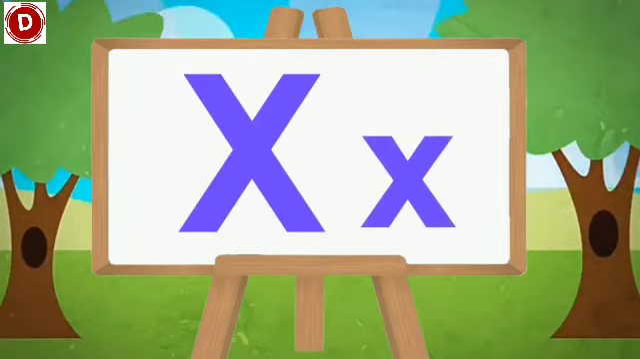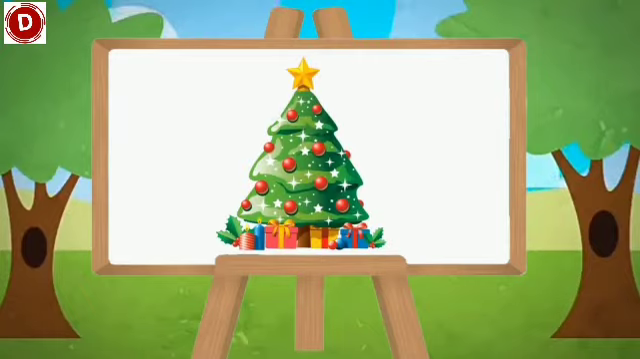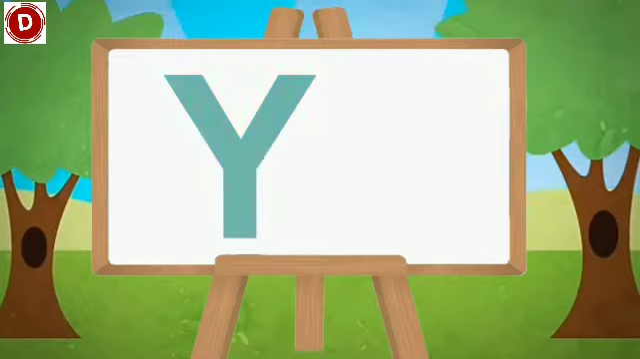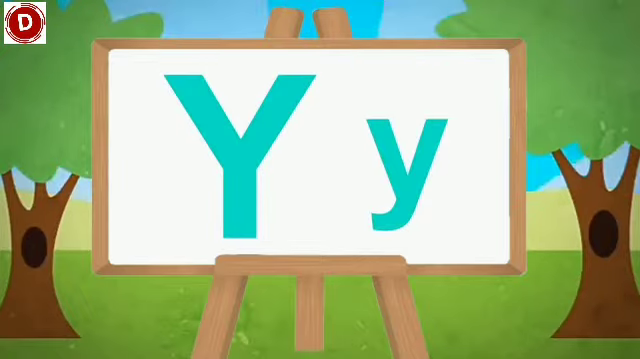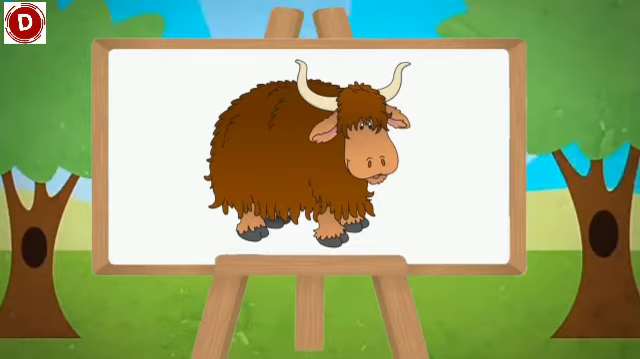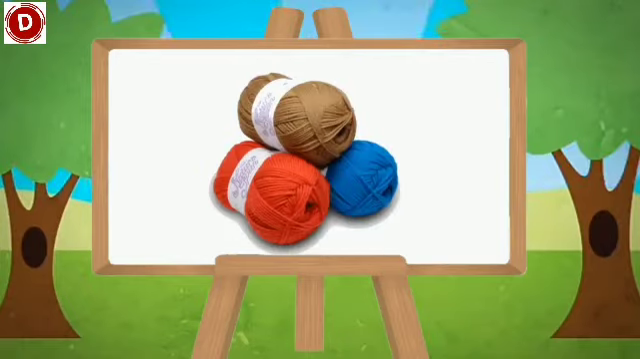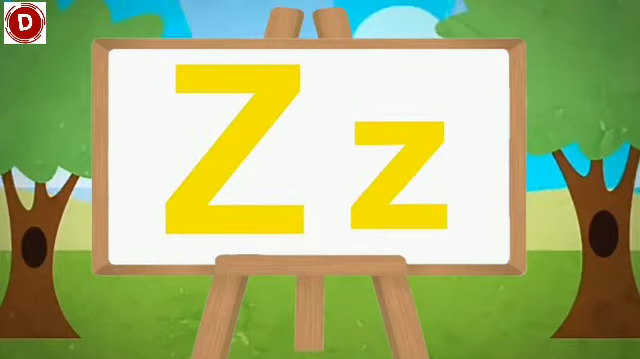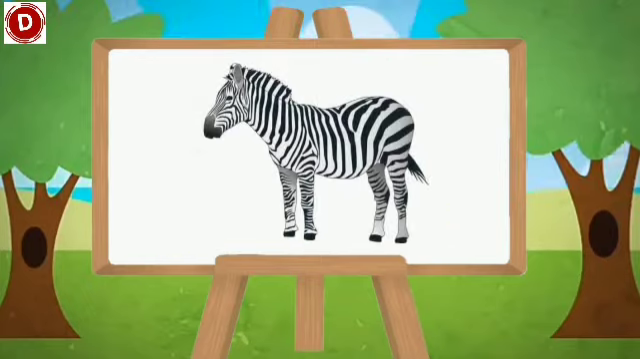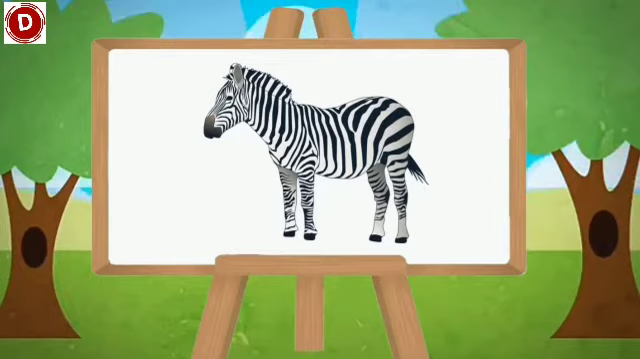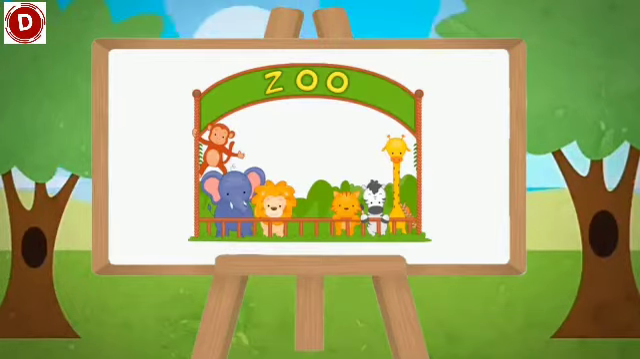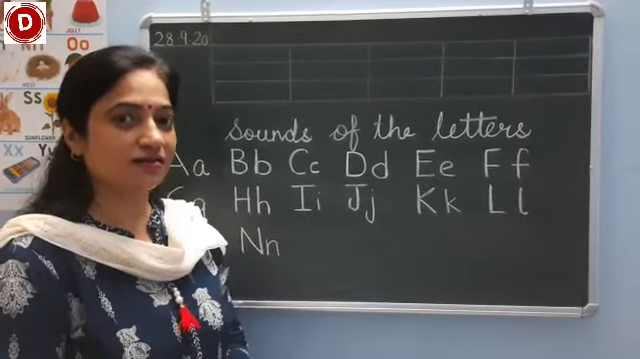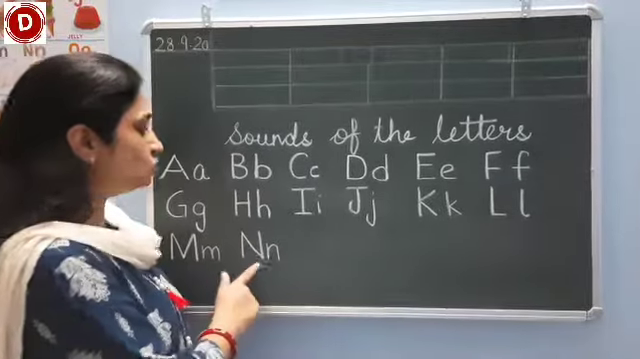This is X and small x. X for Xmas tree. X for X-ray. Capital Y, small y. Y for yak. Y for yarn. Children, the last alphabet is capital Z and small z. Z for zebra and Z for zoo. Children, now it's time to revise and learn sounds of the letters A to N.